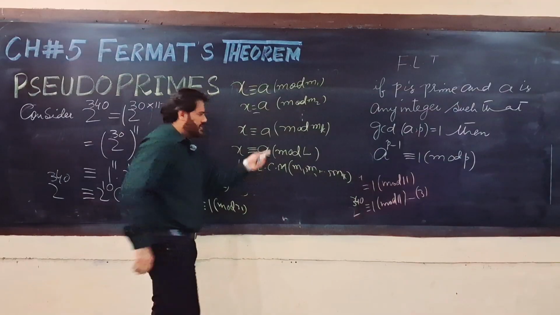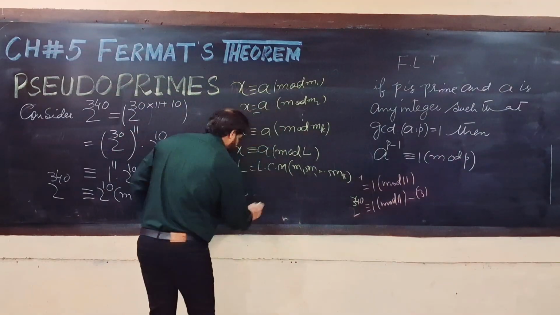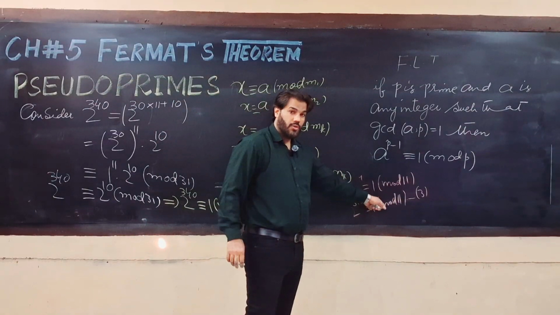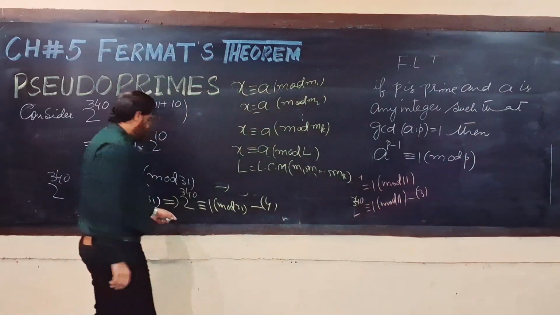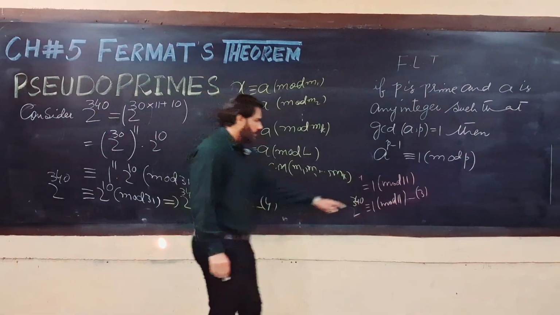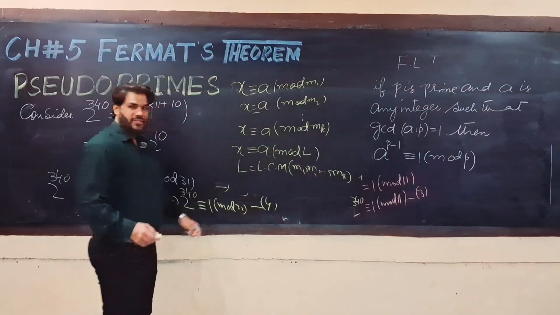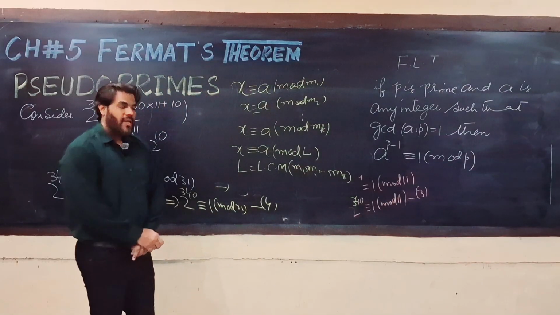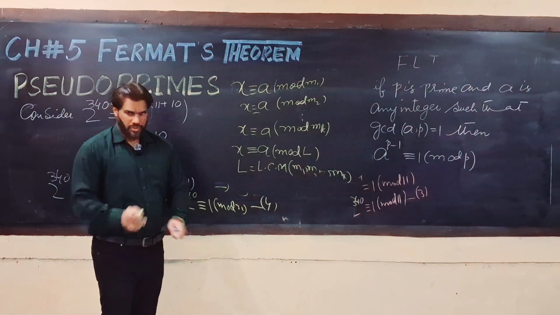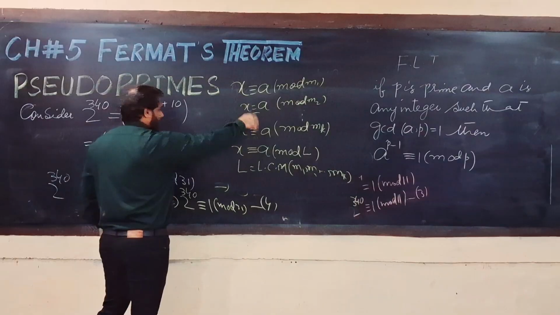So using this scenario for congruence 3 and 4, in 3, 2 raised to power 340 is congruent to 1 under modulo 11, and again 2 raised to power 340 is congruent to 1 modulo 31. So my m1 is 11, the first modulus, and m2 is 31. So what is the LCM of 11 and 31? As 11 and 31 both are prime numbers, their LCM will be just their product, and their product is 341.